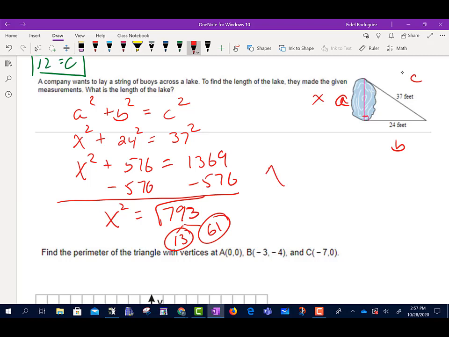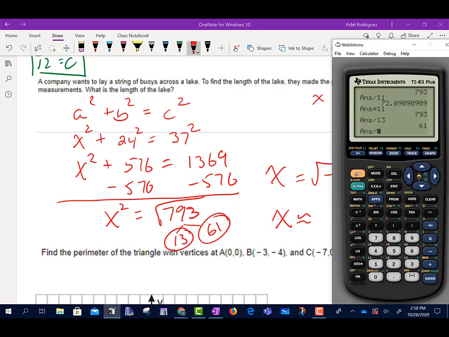So my answer is just going to be x is equal to the square root of 793 because I can't simplify it anymore. And again, if they do ask you to simplify it, you're just going to go second square root of 793. And whatever they ask you to round it to is what we're going to round it to.